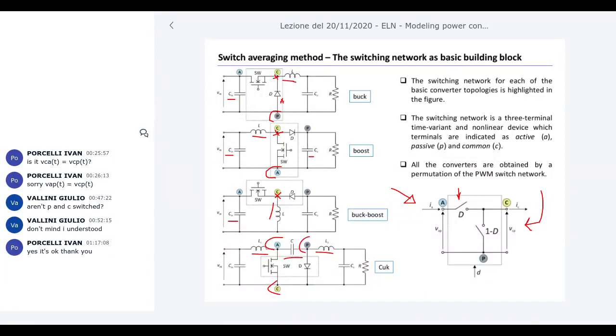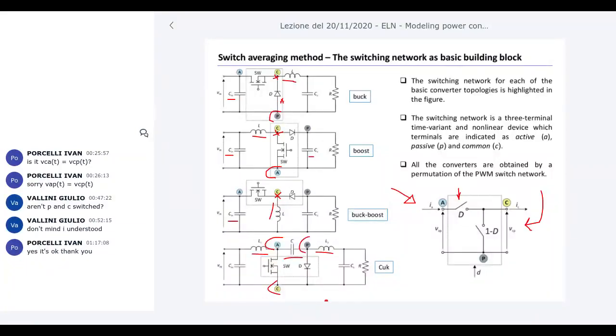Okay, so on Monday we can continue to use the small signal analysis to derive, for example, a specific transfer function, the buck CCM, which is something very important. If you have other questions, I can answer.